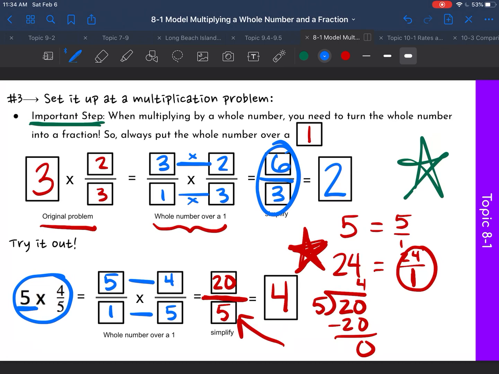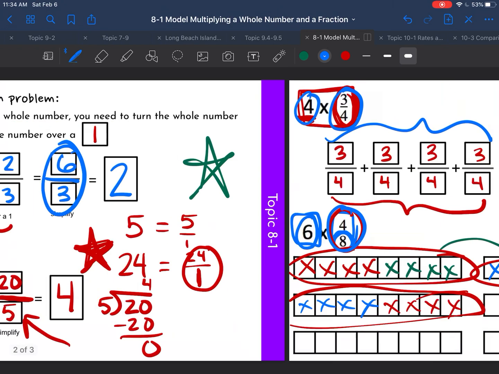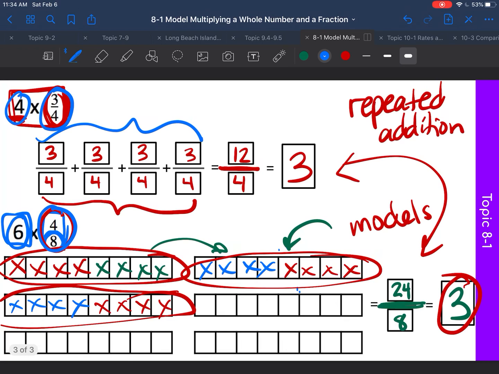Just every time you have a whole number, you need to make sure you put that whole number over a 1, all right? So complete that Google slide in your classroom. Reference these notes as well. If you're unsure about how to model something, look back at these notes. That's why we take them, so that you can always reference them if you need to review a concept.